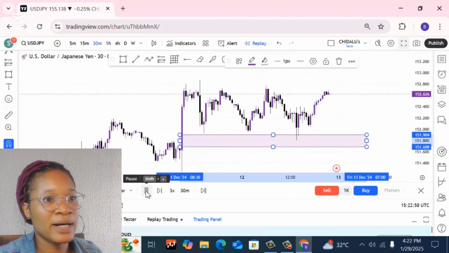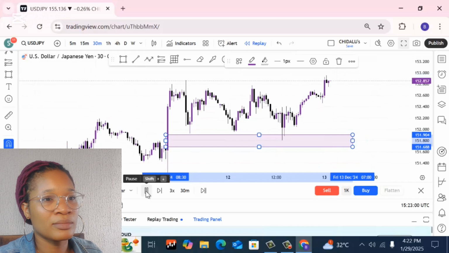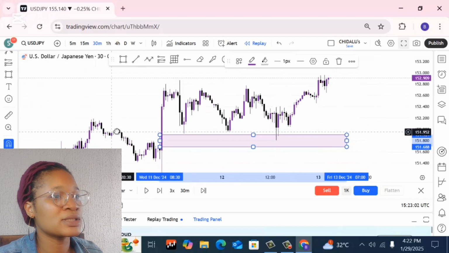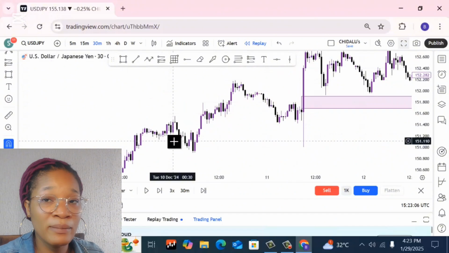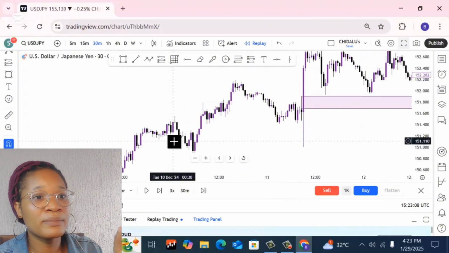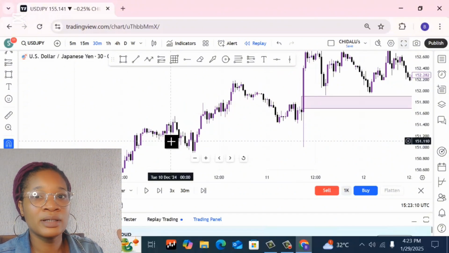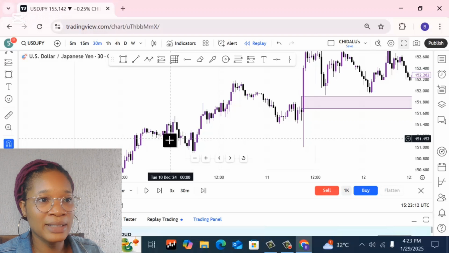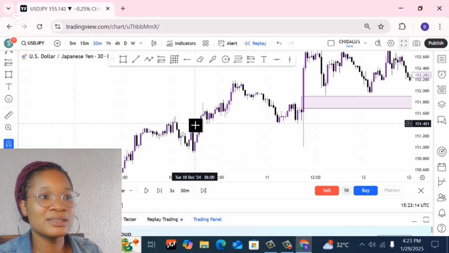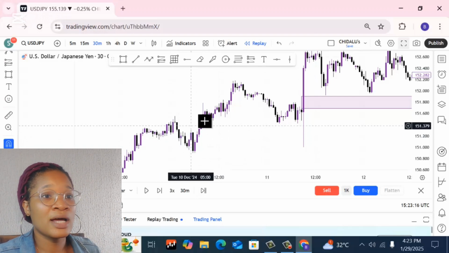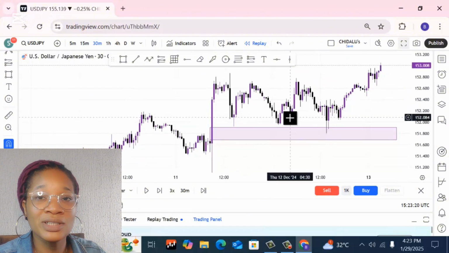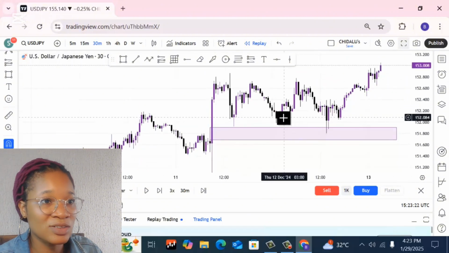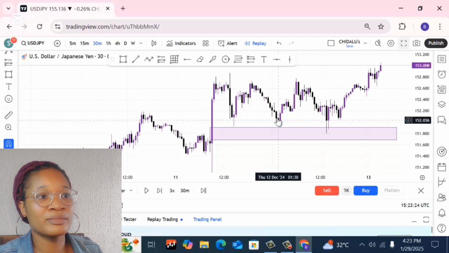So from here, price continued moving upwards. So we can spot other fair value gaps on the chart. Remember, I'm looking for a fair value gap that is in line with the trend. If it has any form of liquidity or inducement, just like this one, it's also an added advantage. It's also good for you.